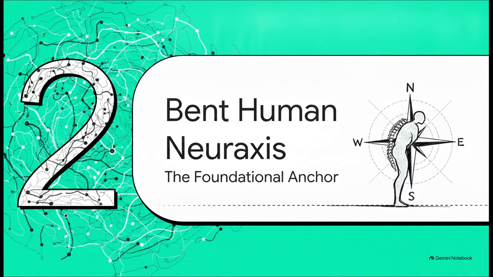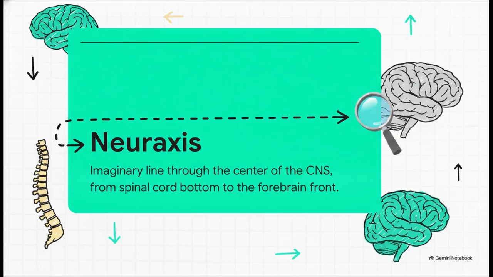Section 2. The bent human neuraxis, the foundational anchor. Every map needs a starting point, right? A prime meridian to anchor everything else. Before we can learn our directions, we need our absolute center. The neuraxis is an imaginary line drawn right through the center of the length of the central nervous system. It extends all the way from the bottom of the spinal cord straight up to the front of the forebrain. Lock this line into your mind right now, because it's the primary point of reference for every single directional term we're going to learn today.